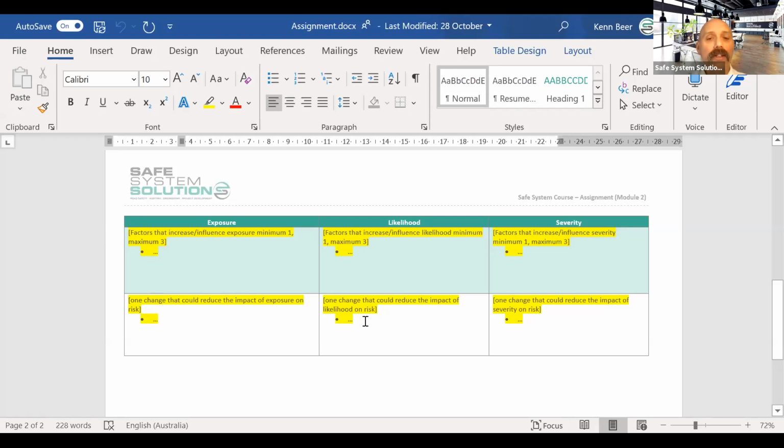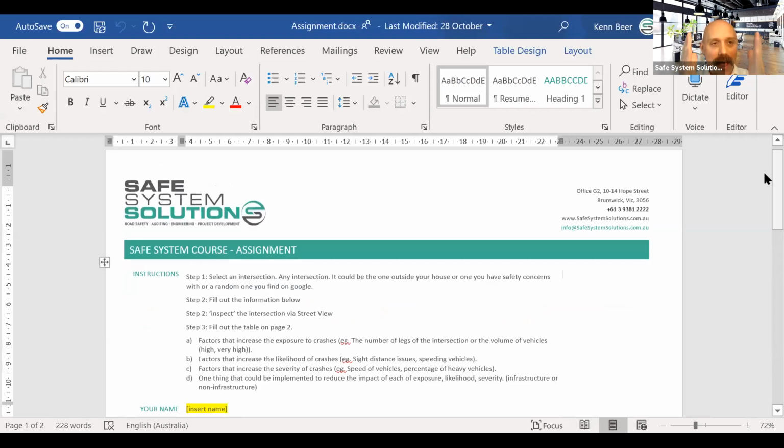The likelihood, one thing that would influence the likelihood, and one thing that would influence the severity, that would, you know, reduce the severity of the crash. It's as easy as that, and it's really confirmation that you're getting that categorization clear in your head.